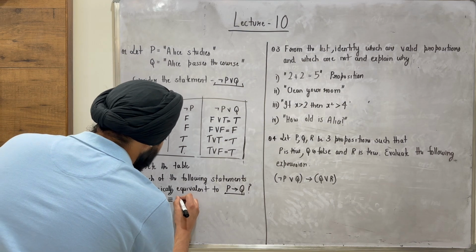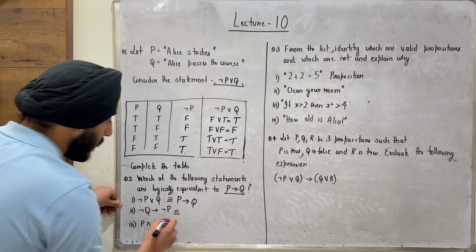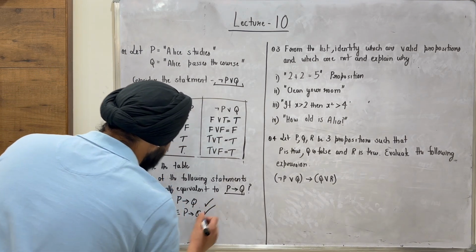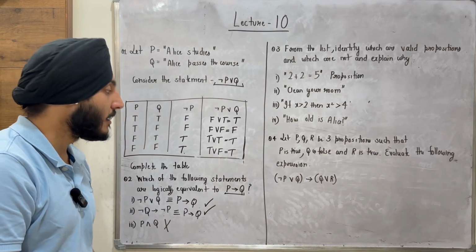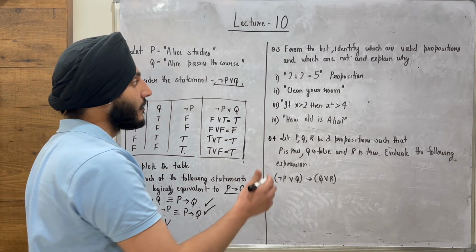This is going to be equivalent to if P then Q. And the part 2 over here is also going to be equivalent, right? So both of these are going to be equivalent, but the last one is not going to be equivalent. So now moving on, let's try to solve question number 3.